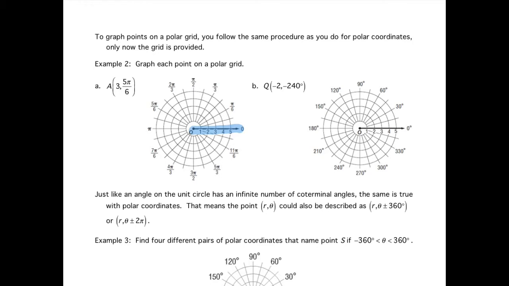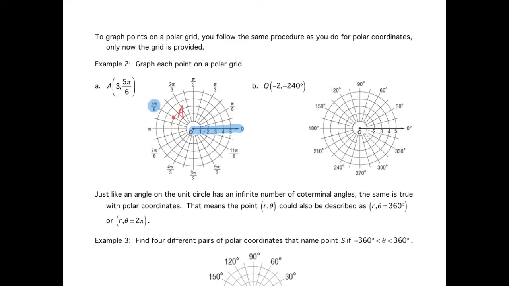And so let's look at point A here. Point A is the point (3, 5 pi over 6). So it's 3 units away from the origin at the angle of 5 pi over 6. I like to start at the angle, so there's my 5 pi over 6. I'm going to go 3 units out from the origin in that direction. So 1, 2, 3. That is where my point is located. Point A. Voila.